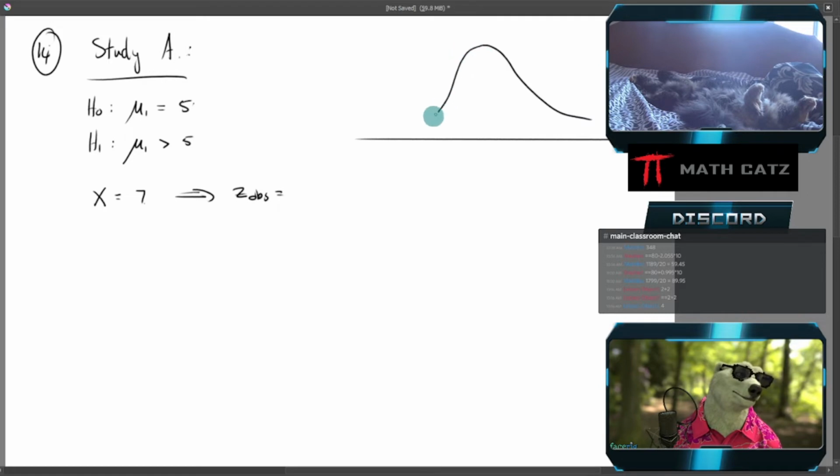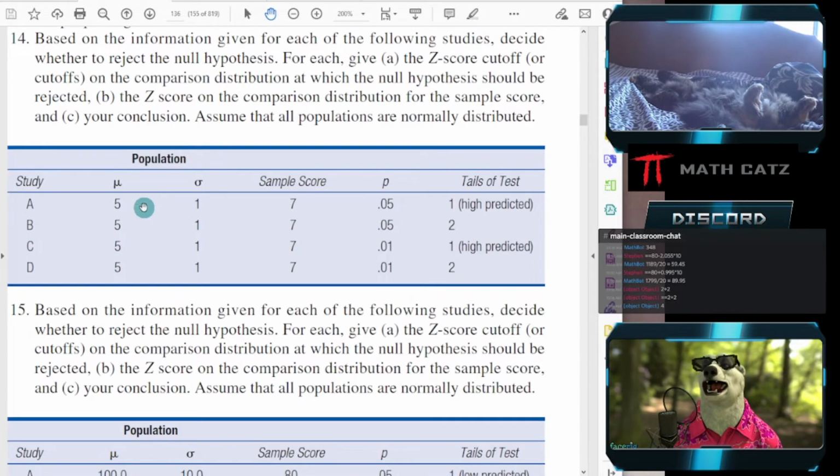Let's do a rough sketch. Oh, that's not that great. Let me do it in little pieces like that. Where on this am I sitting? Under the null hypothesis, this is centered at 5. A raw score of 7. Where does that put me? Well, we have a population mean of 5 and a standard deviation of 1.